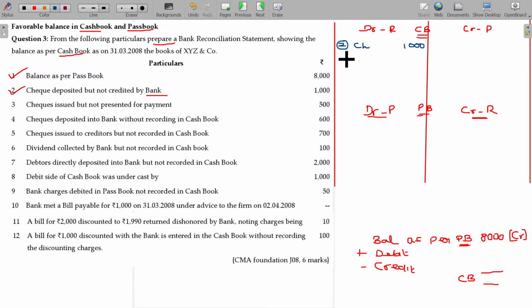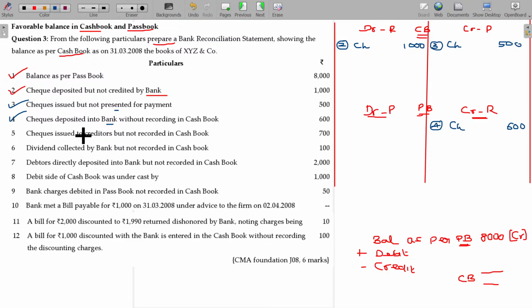Check related. Check issued but not presented for payment. Third, check we have issued and we have posted that in the payment side, but not really presented for payment. Check deposited into the bank without recording in the cash book. So we have deposited directly, so banker has recorded that in their book. We missed to record in our book. So banker recorded in their own passbook.